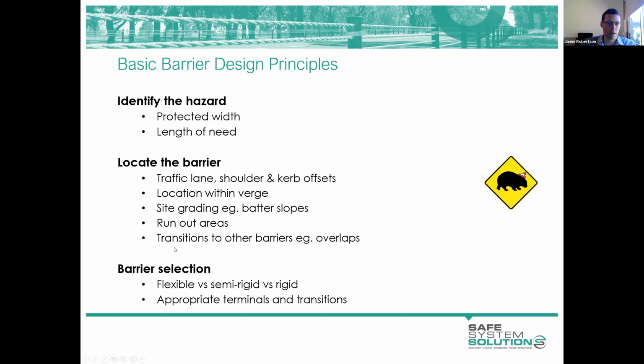This is really just a bit of a summary slide. Barrier selection: choose the most flexible product that you can, subject to the limitations or the constraints at the site. And then we need to choose appropriate terminals and transitions. So this certainly isn't set out in a set order. It really is quite an iterative process. And some of that comes with experience.